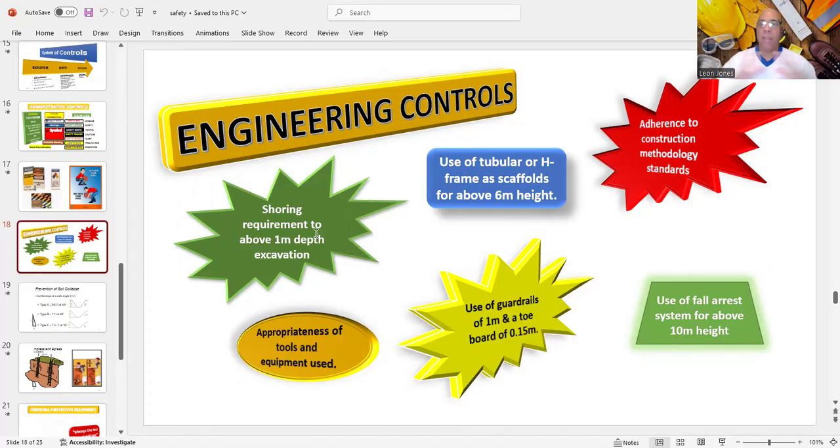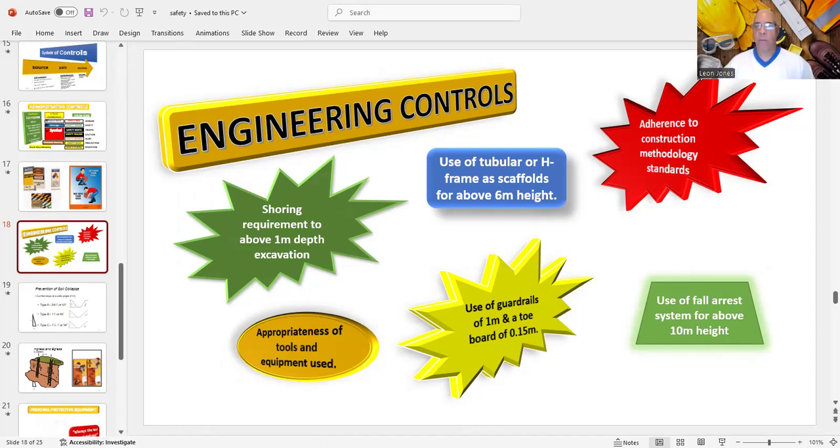They put some of their material on, but you don't want to put too much material on some of the scaffolding. But these are structures, and they have to be approved by a professional engineer, like shoring, required at above 1 meter depth of excavation. Then we have the appropriateness of tools and equipment used. Use of guardrails of 1 meter and a toe board of 0.15 meters. Use of fall arrest system for above 10 meters in height. Use of tubular or H-frame as scaffolds for above 6 meter height, and adherence to construction methodology standards.